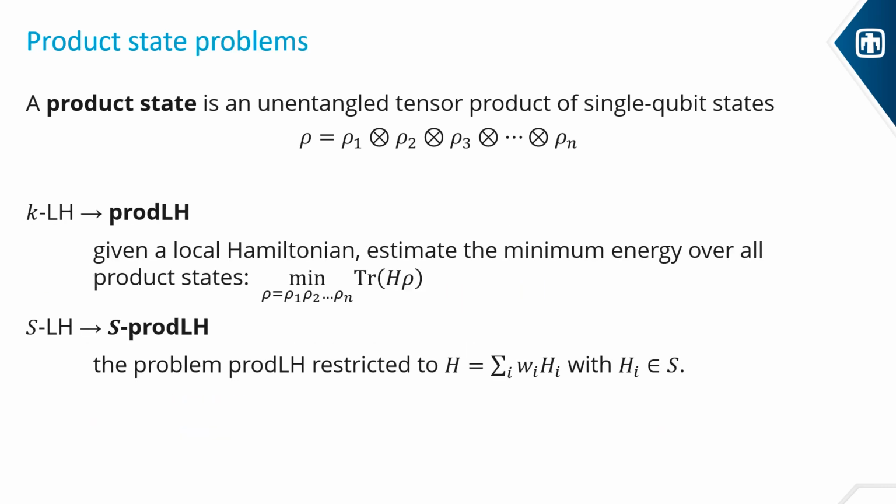And from there, we can redefine KLH and SLH in terms of product states. So instead of optimizing to find the minimum energy over all states, we ask what is the minimum energy over all product states. And then the question naturally becomes, can we classify the complexity of this problem as a function of the set S of allowed terms?